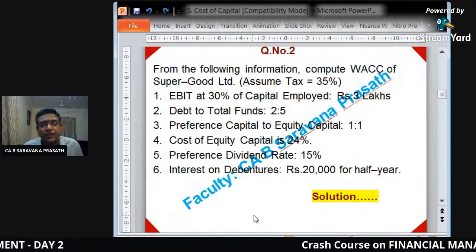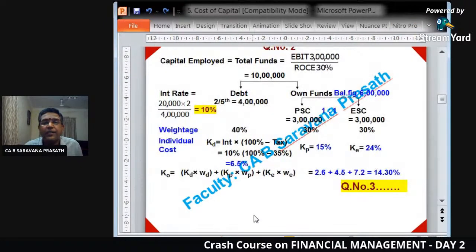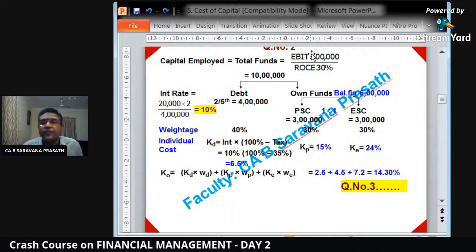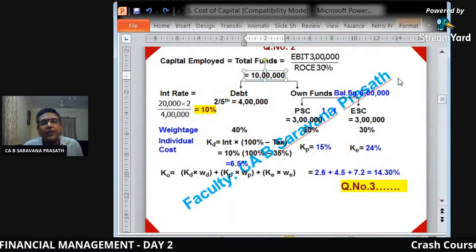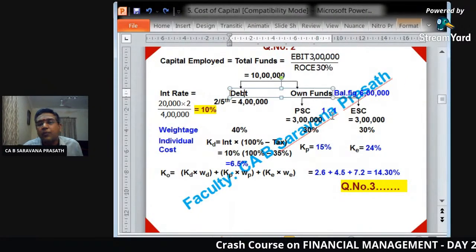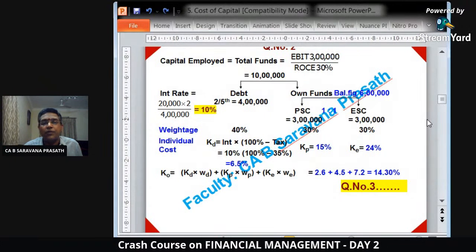Observe the calculations that I am going to show in the next slide. As discussed, capital employed is equal to total funds. 3 lakh divided by 30% is equal to 10 lakh. This is the starting point. This is classified into debt and own fund.